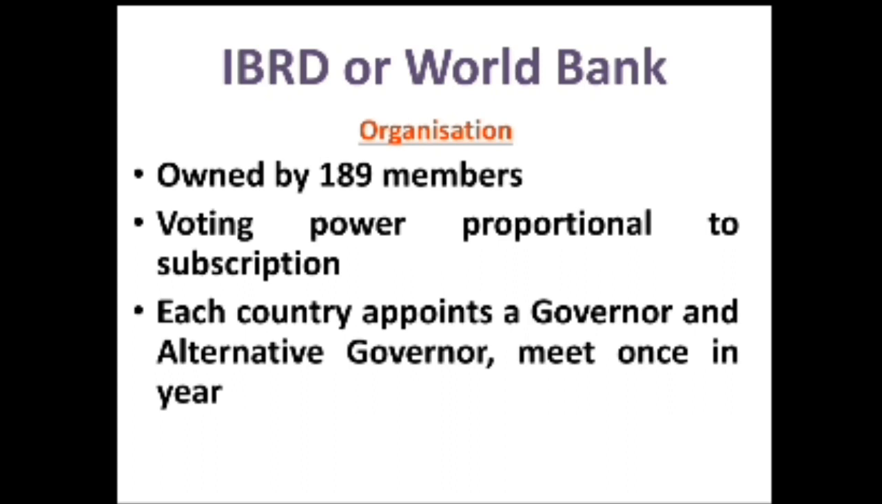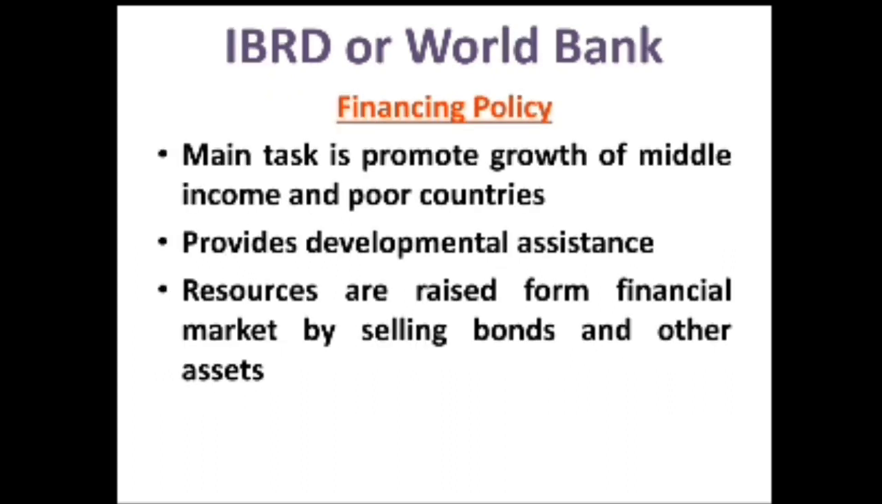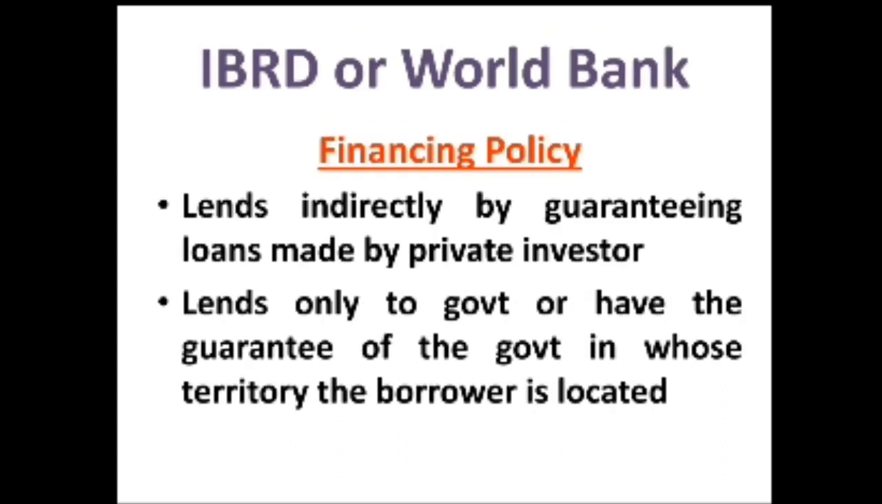While IMF has a quota system, World Bank has a subscription system. Here, each country must appoint a governor as well as an alternate governor, and they meet once a year. The financing policy is to promote economic growth of middle income as well as poor countries, provide developmental assistance, and resources are raised even from the financial market by selling bonds and other assets.